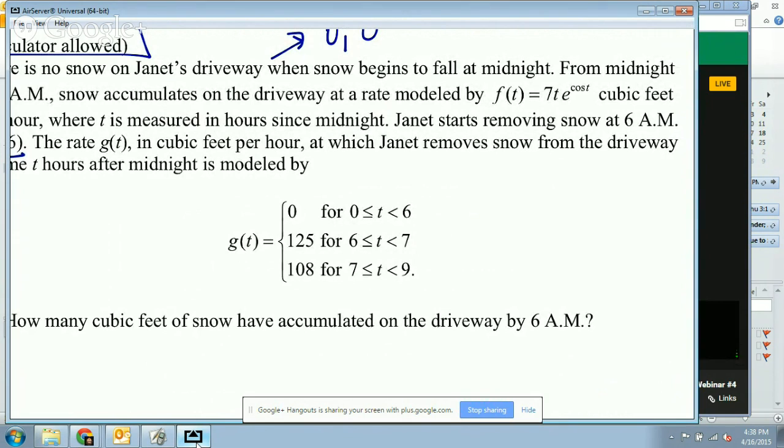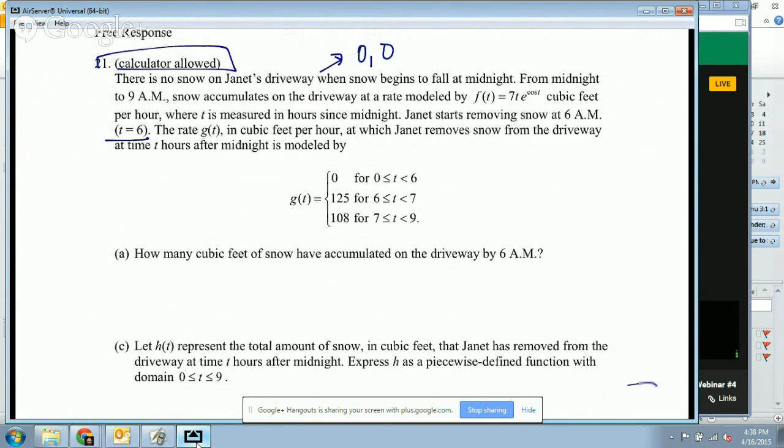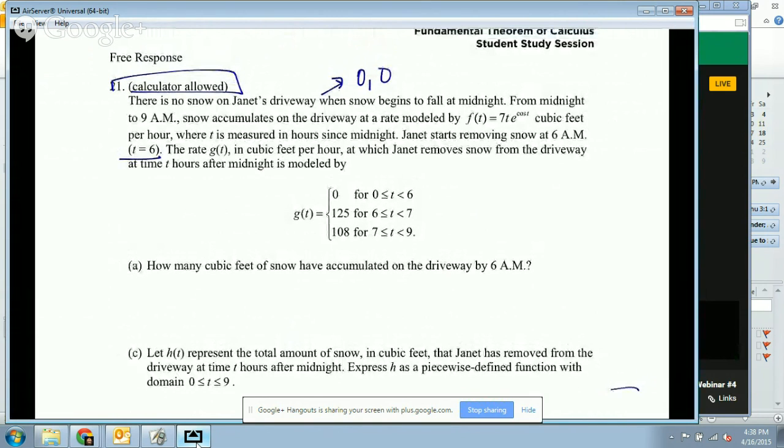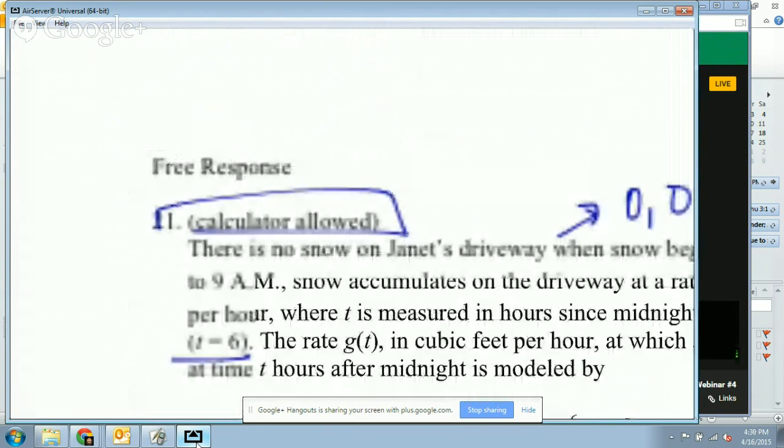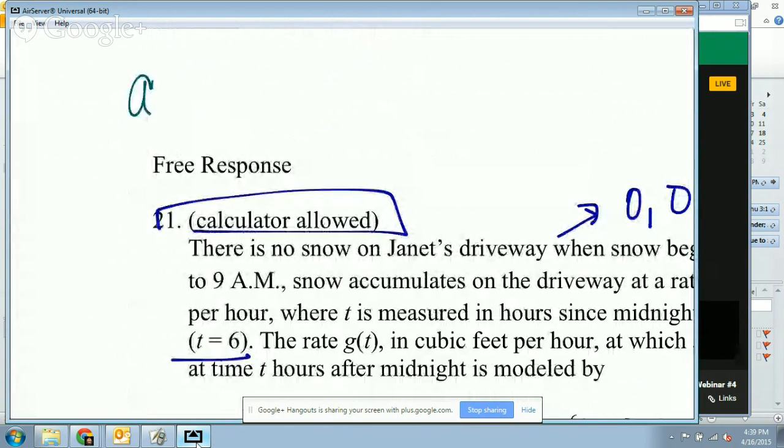Okay, so the first question they ask is how many cubic feet of snow have accumulated on the driveway by 6 a.m.? All right, so they give me a rate that snow falls. So I kind of think of this relationship, and I just came up with this with my students. I think it was yesterday. There's this fundamental calculus relationship that we've been studying where you've got your area, sine of x.